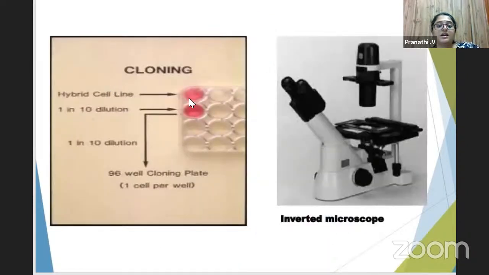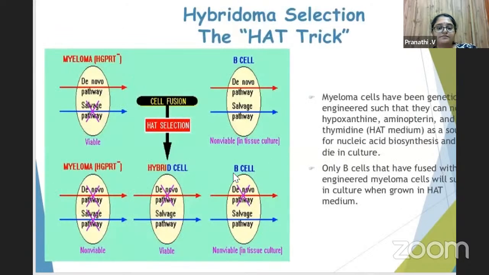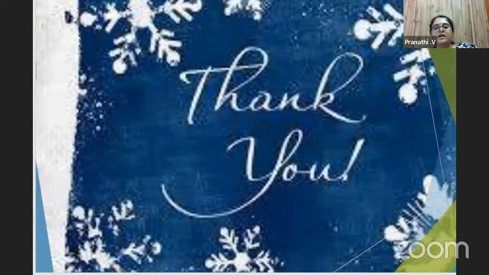So you can just see the hybridoma cell line in dilution factor. So you have a 96-well plate, right? And this inverted microscope will be able to detect that. So this is about unit 3, that is antibodies.